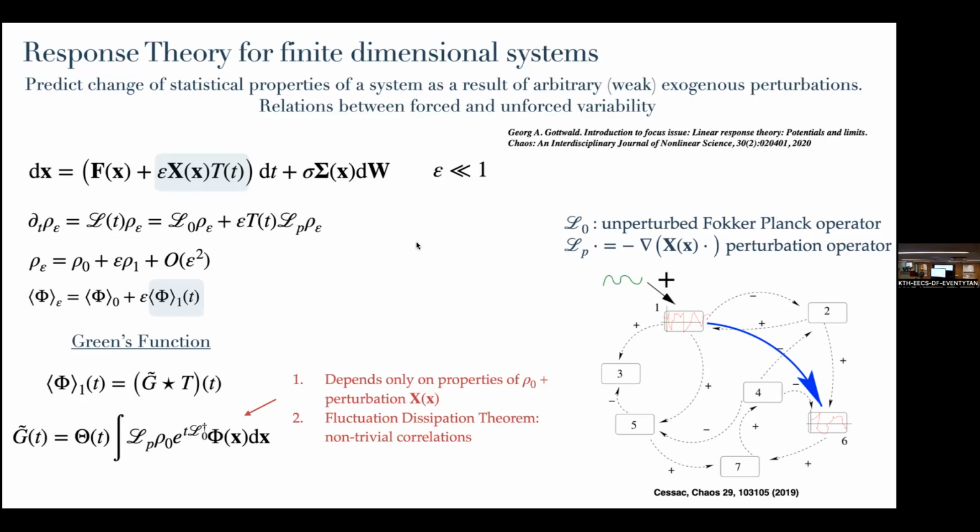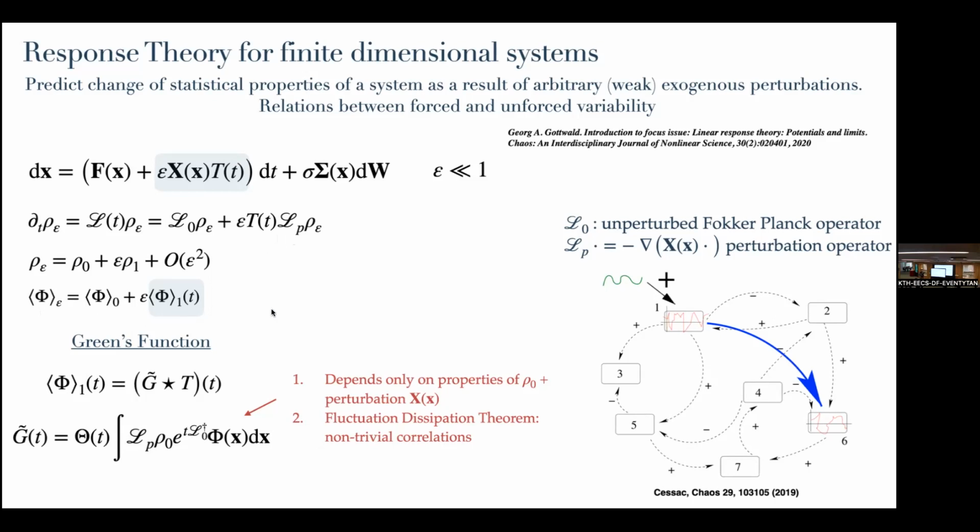And mathematically, this means that you want to look at the Fokker-Planck associated to this perturbed system, and you can decompose it into an unperturbed one and a perturbation to this. And the idea of response theory is that you take an observable phi, and you ask yourself, how does the expectation value on this perturbed system change with respect to the unperturbed one? And in linear approximation, you write this. So it's the unperturbed one plus some kind of correction.